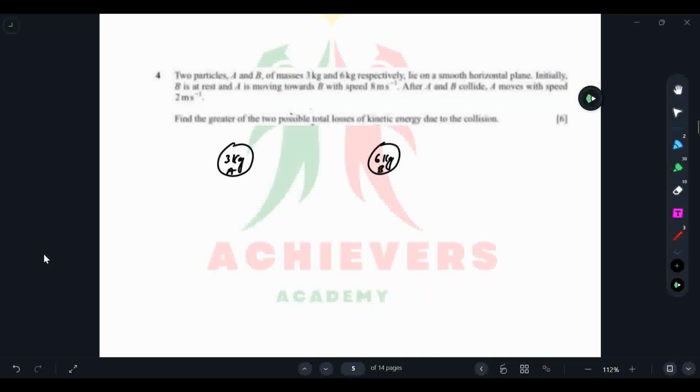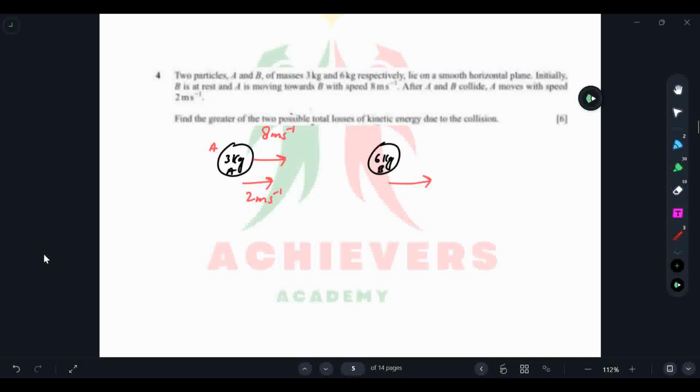Initially B is at rest and A is moving towards B. This one is A, so A is moving towards B with a speed of 8 meters per second. After A and B collide, A moves with a speed of 2 meters per second. Find the greater of the two possible total loss of kinetic energy due to the collision.